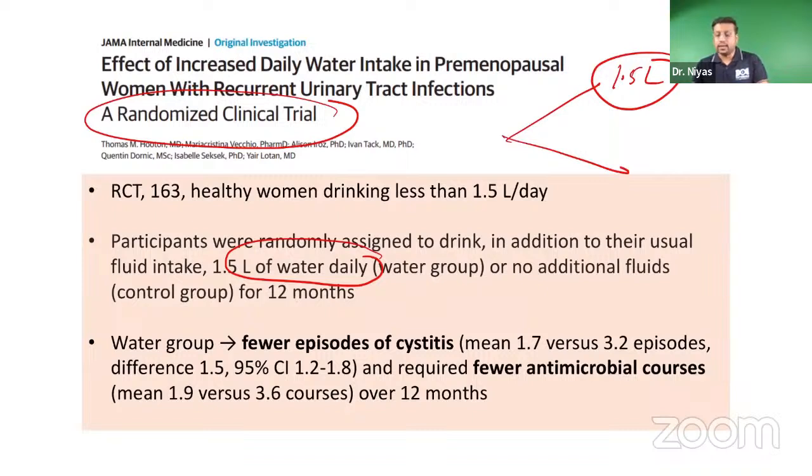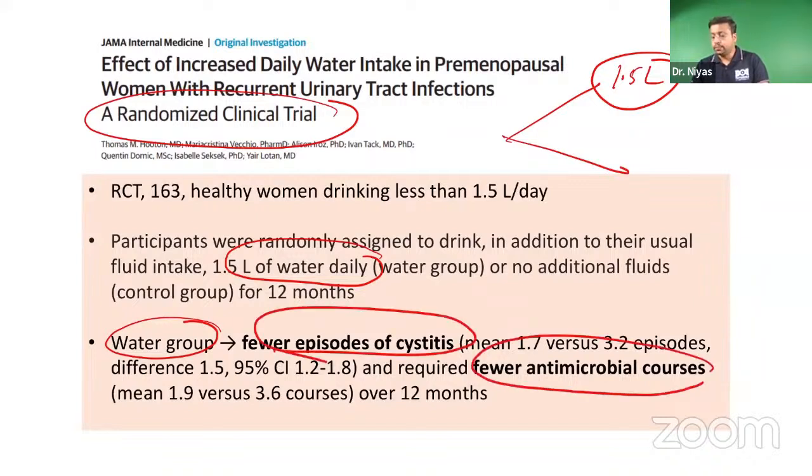And what they found was that the group with additional water intake had fewer episodes of cystitis, and they required fewer antimicrobial courses. So what does that mean? You can tell the patient to take additional water, drink plenty of water, up to 3 liters or something like that, 1.5 liters in addition to what they are usually taking.